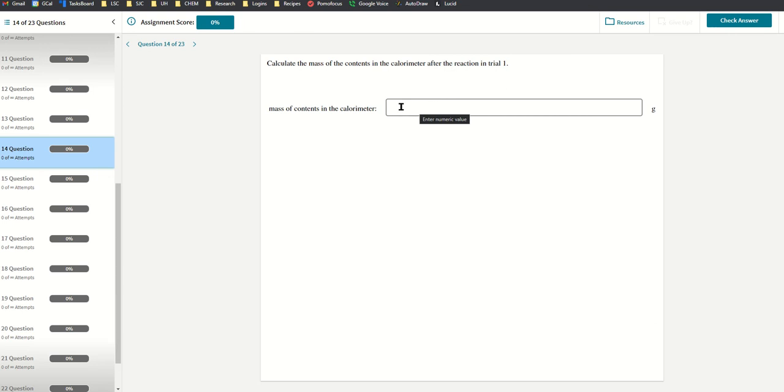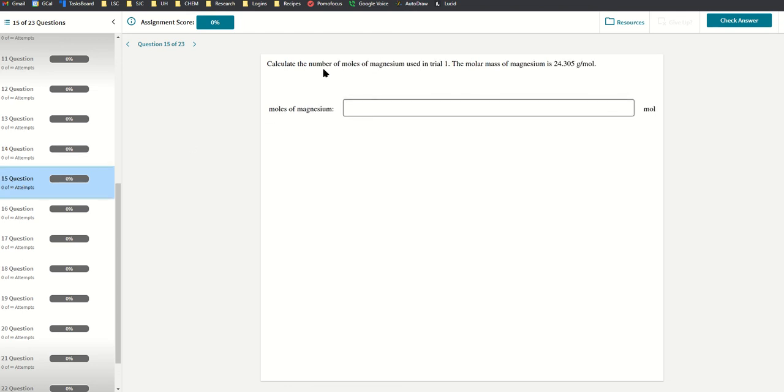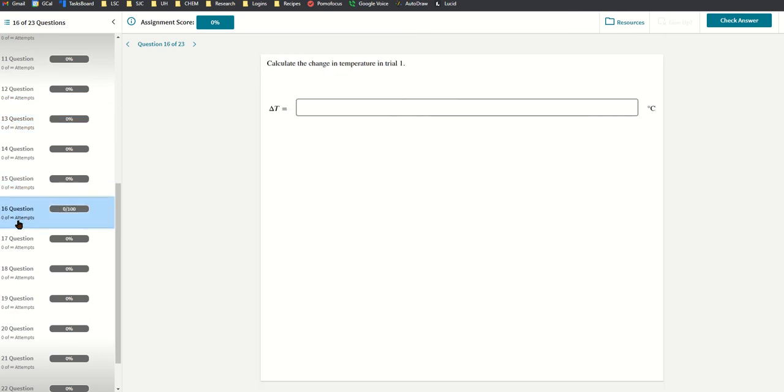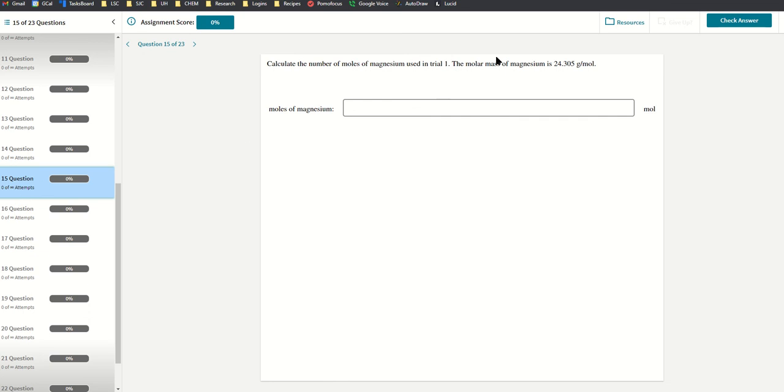So here is your Q, or here is the first part to getting Q. So mass of contents in the calorimeter after trial 1. Keep that in mind. Number of moles of magnesium used in trial 1. So these are two different things. But remember, we filled that out over here in question 13. Mass of magnesium reacted, you end up dividing it by your molar mass, and it gives you moles.